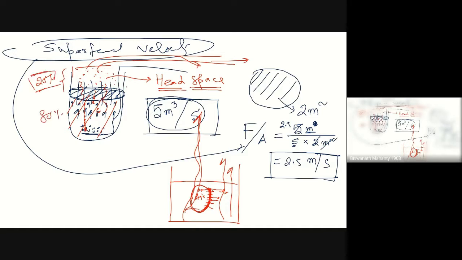So for example, I have a 100-liter reactor. That means I cannot put 100 liters of media. I should only put a maximum of 80 liters of media. 20 liters you keep empty. But by the way, this is not any hard and fast rule.